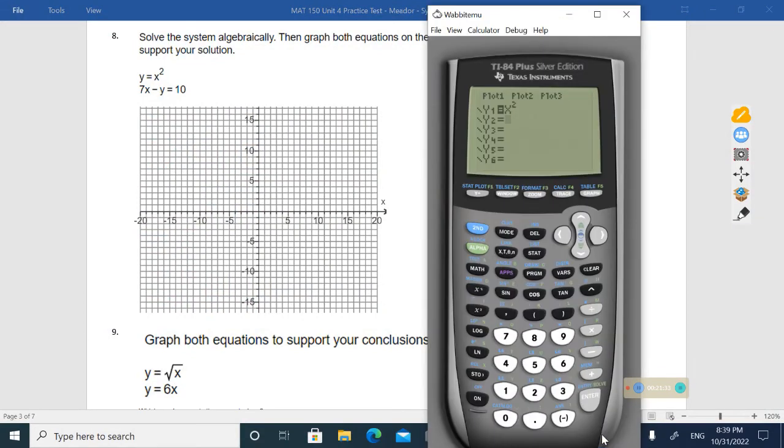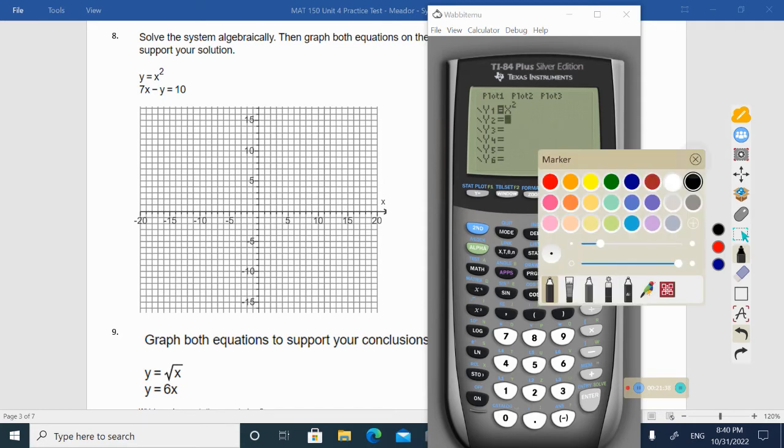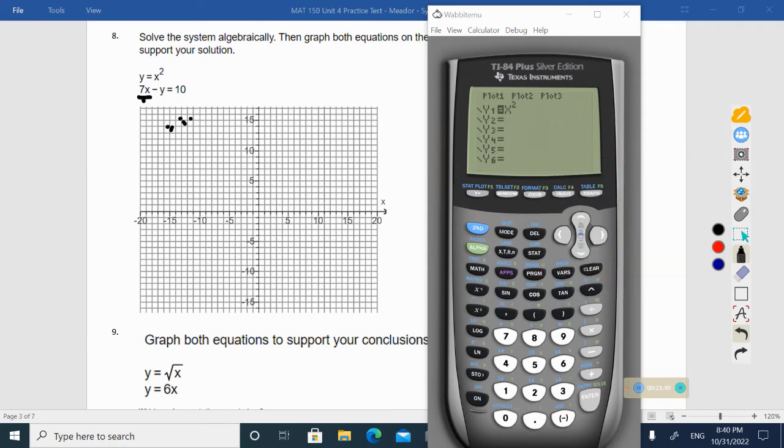All right, so to solve for y, I need to move this 7x to the right, so I'm subtracting 7x on both sides. The screen's being very touchy. So in the second equation, I subtract 7x on both sides. That leaves me with negative y equals negative 7x plus 10. And then I have to divide by negative 1 to get y by itself, but you have to divide everything by negative 1. So negative 7 divided by negative 1 is 7. 10 divided by negative 1 is negative 10.